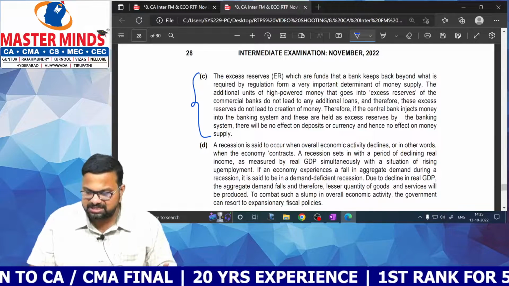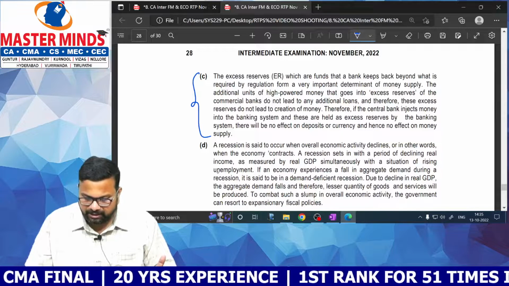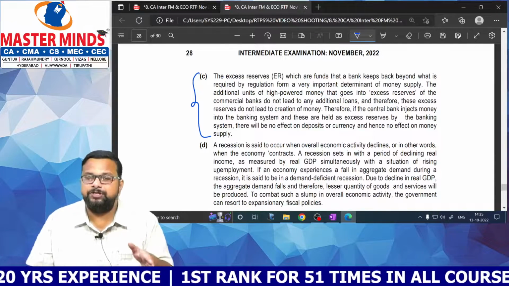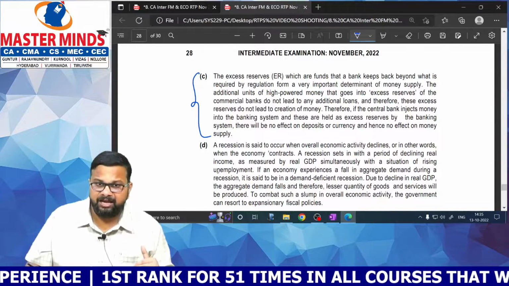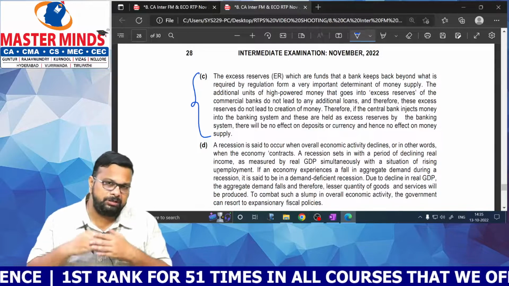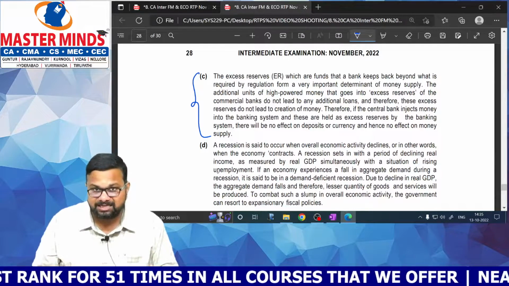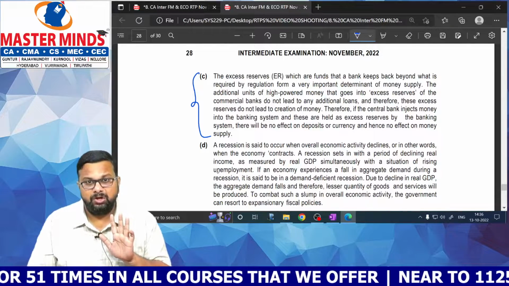In the question, what he is asking about is high-powered money and currency ratio. Currency ratio means currency deposit ratio. That means public behavior. So the behavior of the central bank and the behavior of the public. You need to write the behavior of both the central bank as well as the public. So this should not be the answer. The answer is there in our material, which is clearly mentioned.